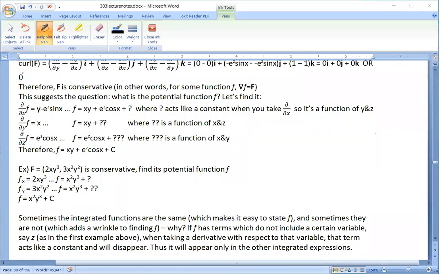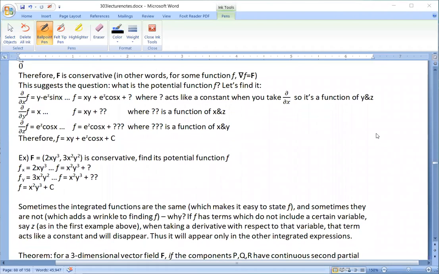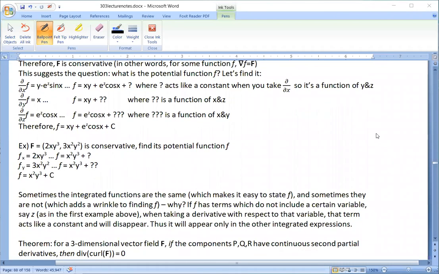So now we get to our third and final fact about our vector field operators. If you have a three-dimensional vector field F, so if all the components have continuous second partial derivatives, that's the assumption that we always need for these theorems, then the divergence of the curl of the vector field equals 0.